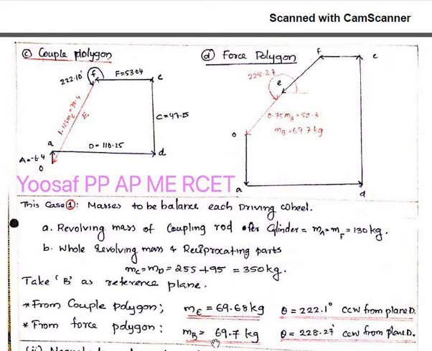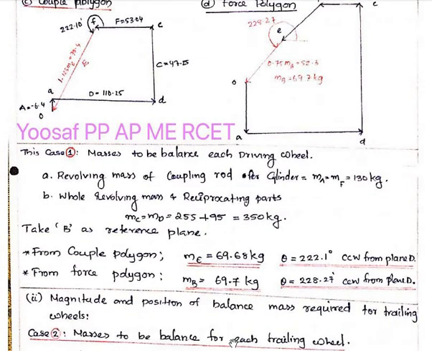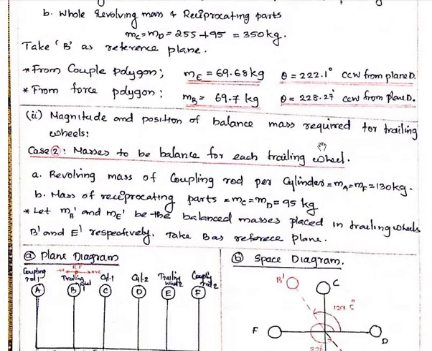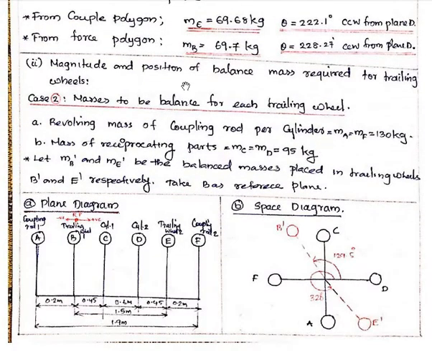You will get 228.27 degrees counterclockwise from the plane D. Similarly, you will get MB equal to 69.7 kilogram. So the first case is completed. That is the balancing mass for the driving wheel. Similarly, we will do the next case, the magnitude and position of balancing mass with a trailing wheel.